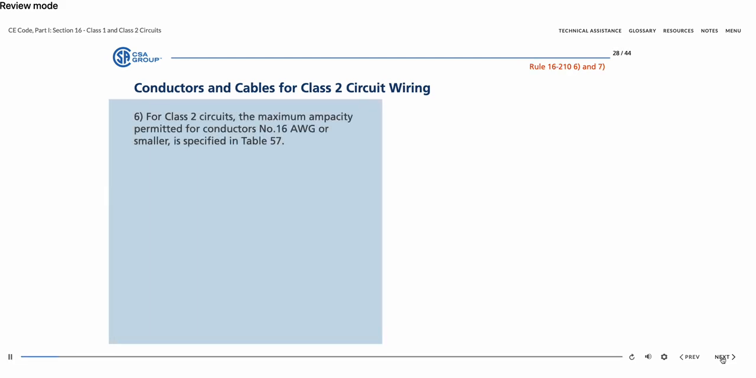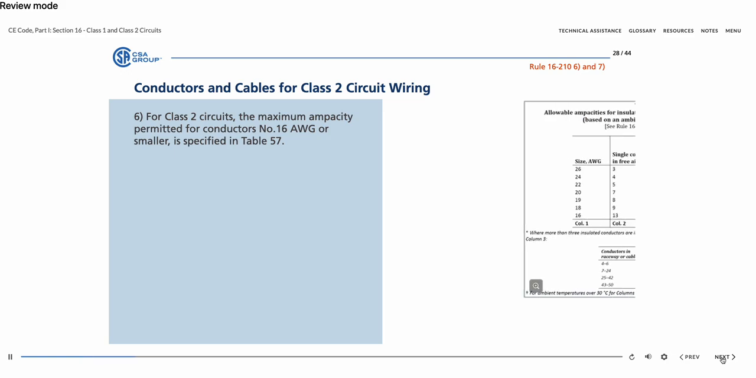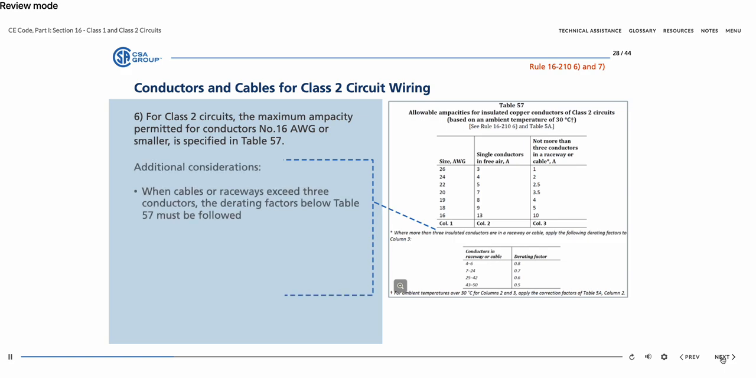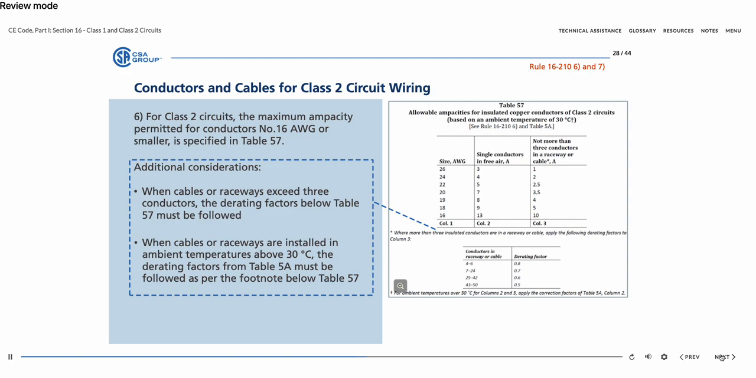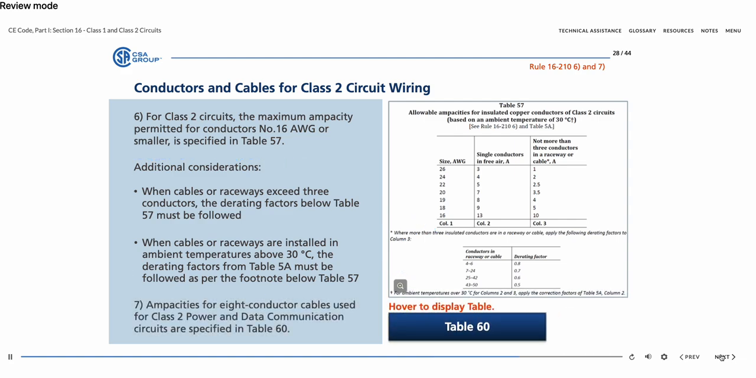For Class 2 circuits, the maximum ampacity permitted for conductors number 16 AWG or smaller is specified in Table 57. Additional considerations include when cables or raceways exceed 3 conductors, the derating factors below the ampacity table must be followed. When cables or raceways are installed in ambient temperatures above 30 degrees Celsius, the derating factors from Table 5A must be followed as per the note below the table. Ampacities for 8-conductor cables used for Class 2 power and data communication circuits are specified in Table 60.